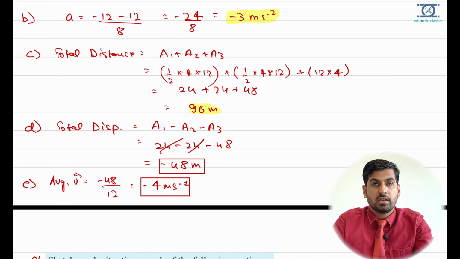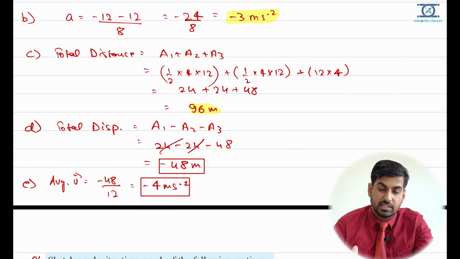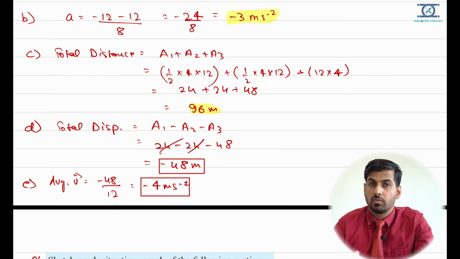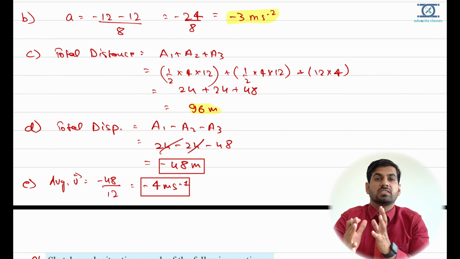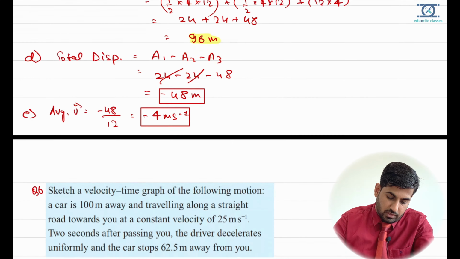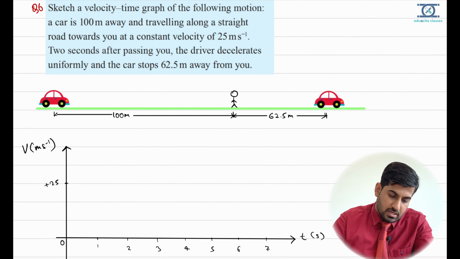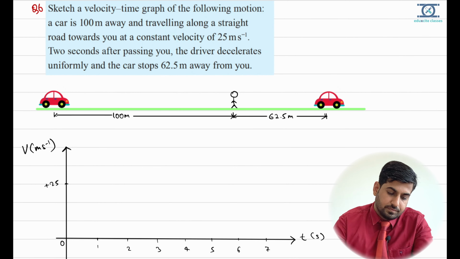I hope it is quite clear. Do not make these silly mistakes. Make sure that you remember to consider the sign, and below the x-axis the areas, if you want to find out the displacement, will be negative, and distance always gets added up. So do not forget this. Now question number 6. Just pause it and solve.